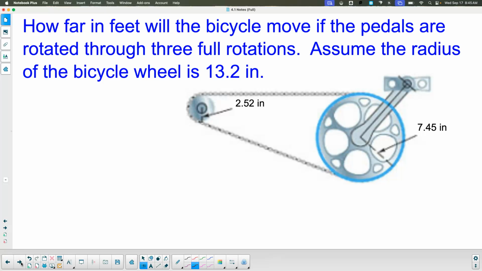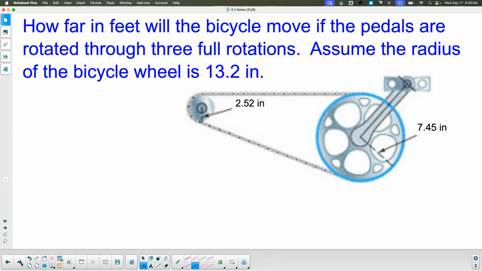What am I going to start with? What do I have as my one measurement? What do you got? You just find the perimeter of one of the circles. But what do I have though? Oh, the radius. Because the wheel's not going, the tire's not going around 3 times. The pedal's going around 3 times.